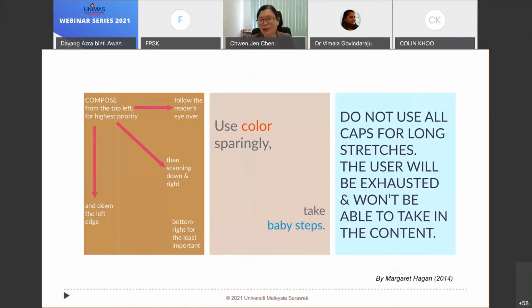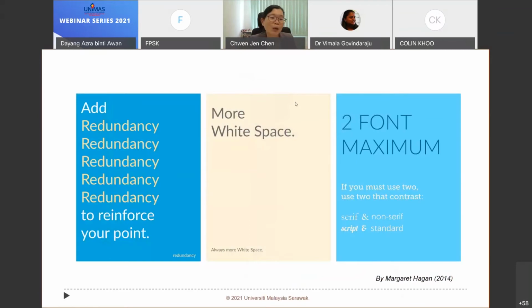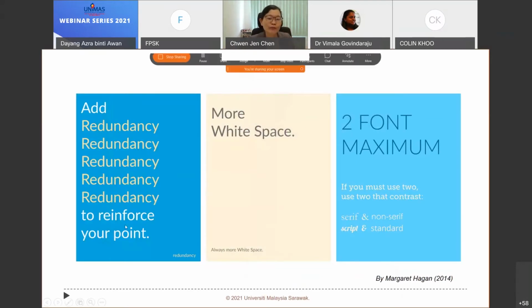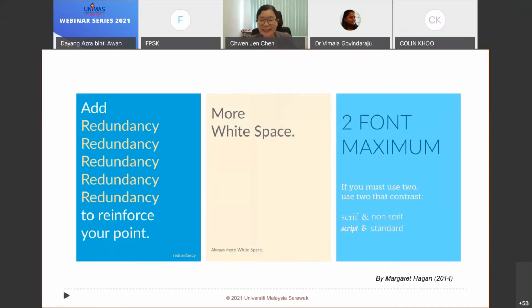Mostly, I think these should be derived from research. Now, if you want to reinforce your point, maybe you can repeat, add redundancy. More white space basically means do not produce a cluttered visual. Cluttered means too many things on one visual. That's very cluttered. No.